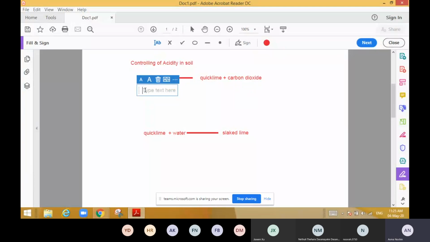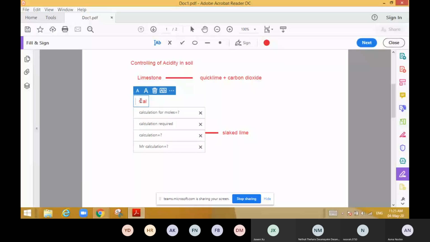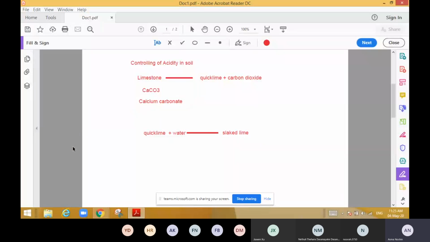See, quicklime is present in limestone. First of all, the formula for limestone is CaCO3. Then you heat it up. Limestone is heated. The name is calcium carbonate. If you want, I will write it over here also. It will make it easy. I will post this also. Calcium carbonate.